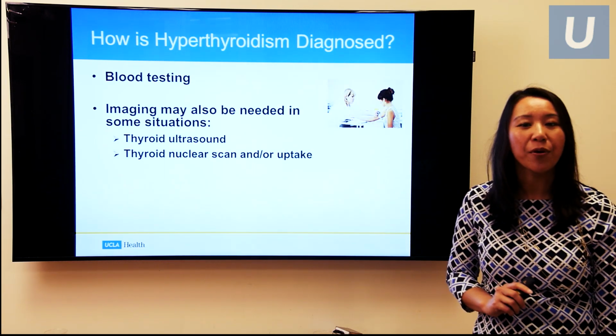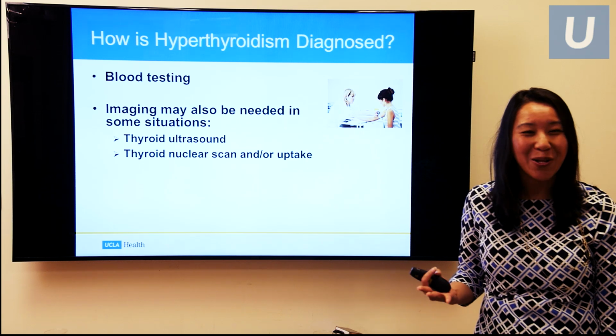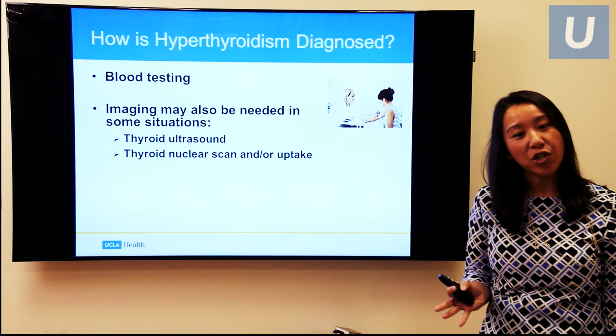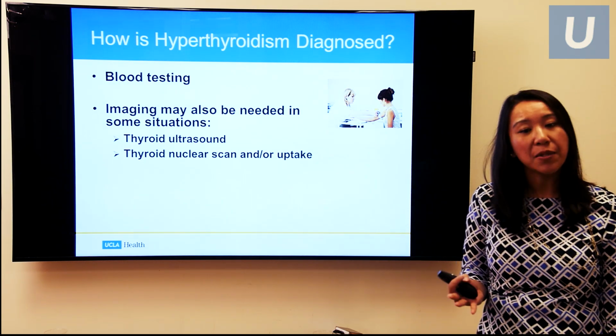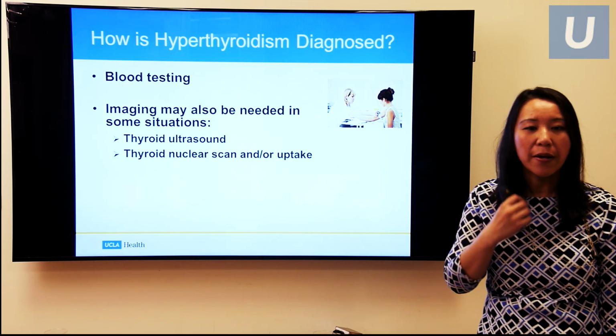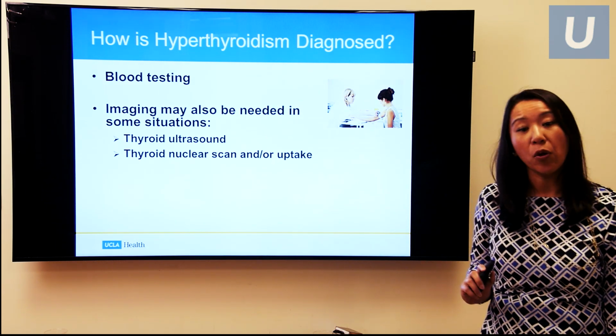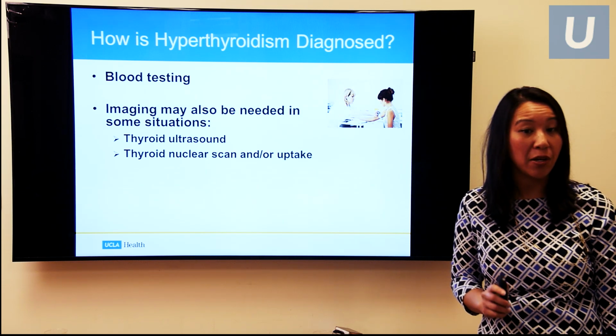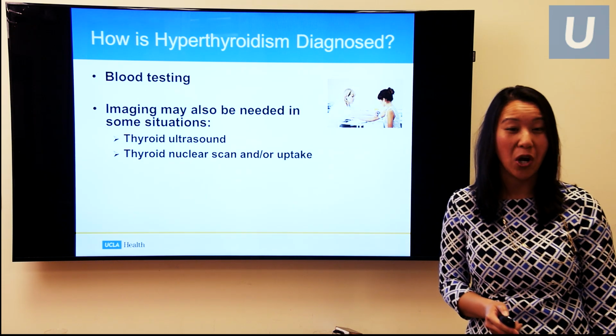Okay, so how is hyperthyroidism, or excess thyroid hormone, diagnosed? We do it with a combination of blood testing and sometimes imaging. Most times we do use imaging in this situation, and this can include a thyroid ultrasound and a thyroid nuclear scan and uptake. I'll talk a little bit more about what those are in just a bit.